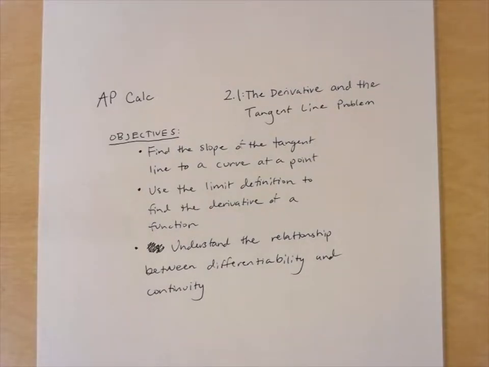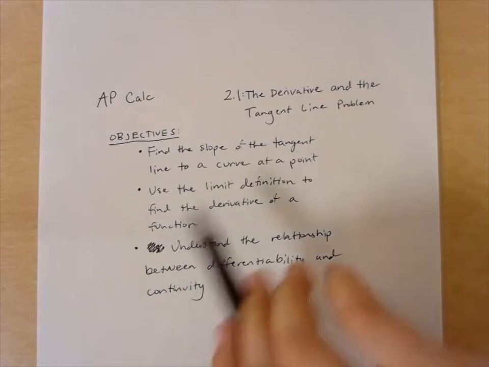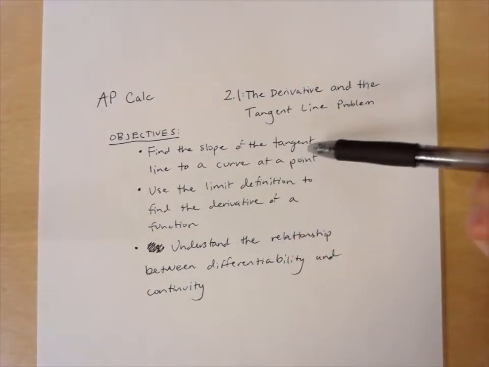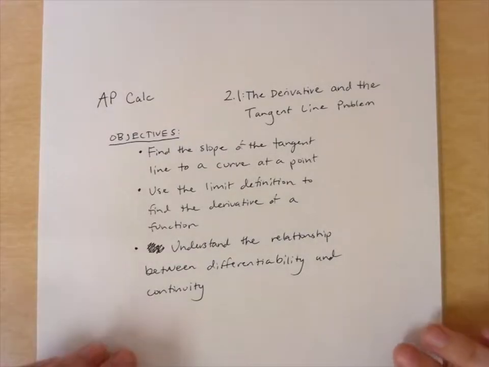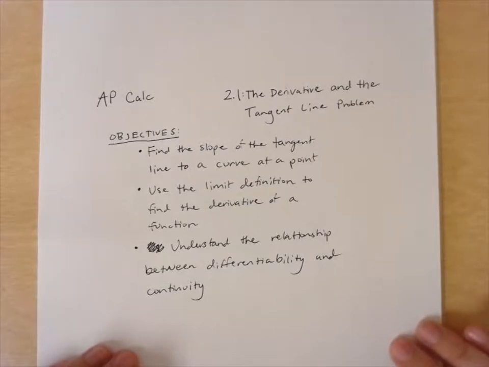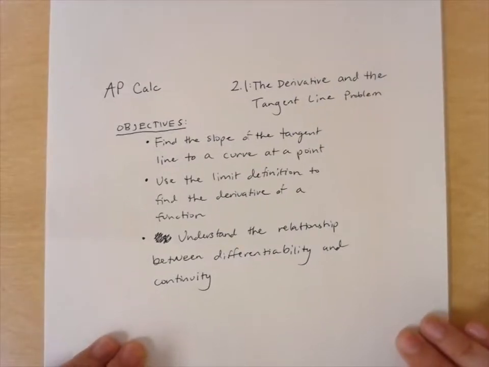So, we are going to talk about how to find the slope of a tangent line to a curve at a point. We have already discussed this. We're going to sort of review that and come up with a new strategy. We're going to use the limit definition to find the derivative of a function, and then we're going to understand the relationship between differentiability and continuity, because they are not always the same thing. Alright.